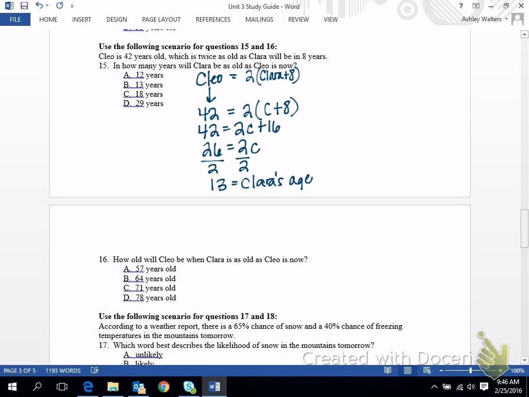But we want to know in how many years will Clara be as old as Cleo is now. So you need to take Cleo's age and subtract Clara's age, and that means that there is 29 years difference there. So the correct answer here is D. And then in 16 it says, how old will Cleo be when Clara is as old as Cleo is now? Well, Clara will be that age in 29 years, so 42 plus 29 will give you the new age of 71.